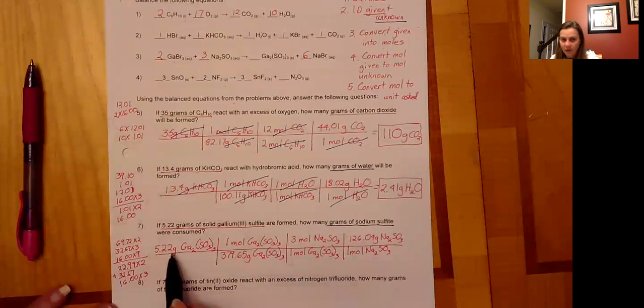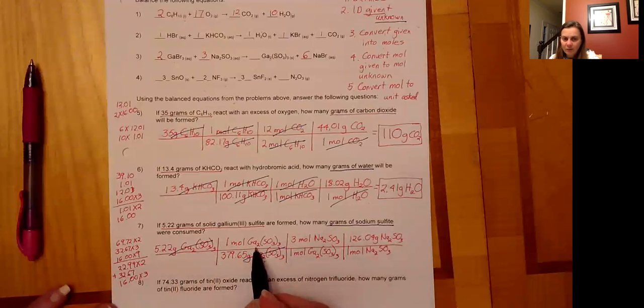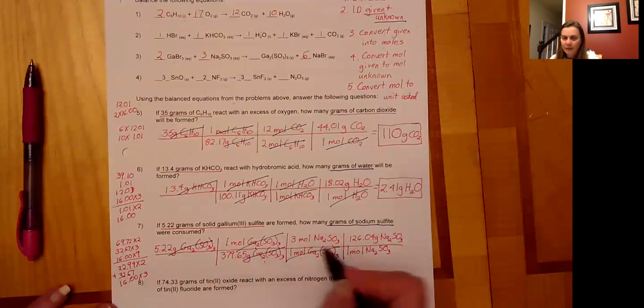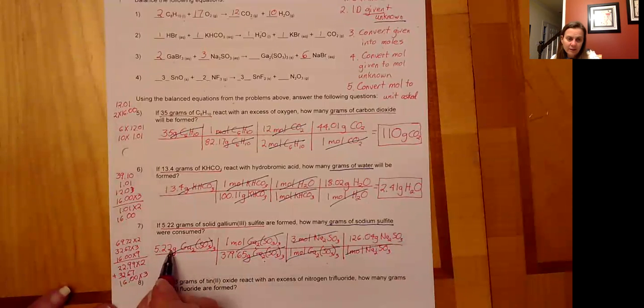379.65. And I'm just going to double check. So I have grams of gallium-3 sulfite and grams of gallium-3 sulfite. So those cancel out. Moles of gallium-3 sulfite and moles of gallium-3 sulfite, and those cancel out. Moles of sodium sulfite and moles of sodium sulfite, and those all cancel out. And when I plug all of that into my calculator, recognize that I should have 3 significant figures when I'm done. I get 5.20 grams of sodium sulfite.